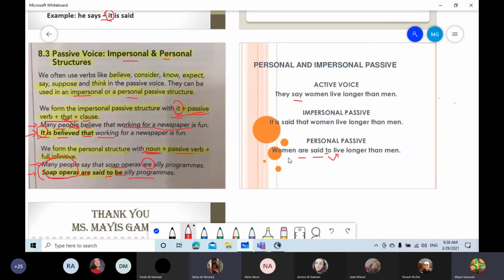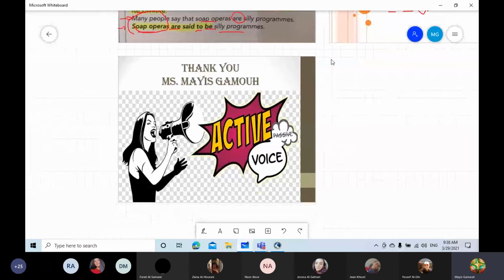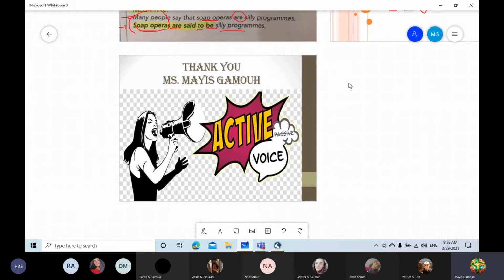Thank you, dear. Yes. So with that, we will be done with explaining our last part of the grammar lesson regarding the active and passive voice. So in this unit, we learned about the passive regarding tenses, regarding gerunds, infinitives, modal verbs, and last but not least, regarding the impersonal and personal structures.